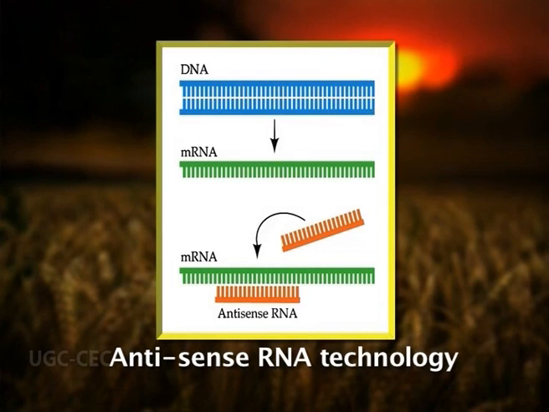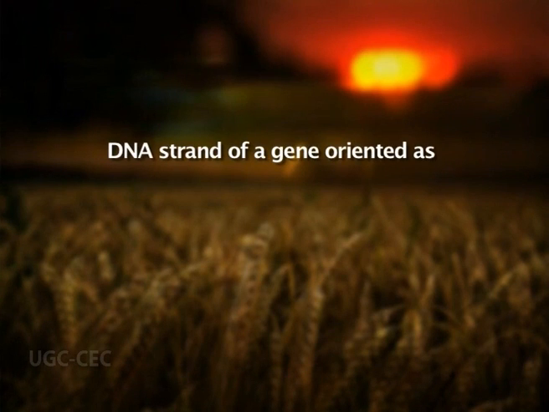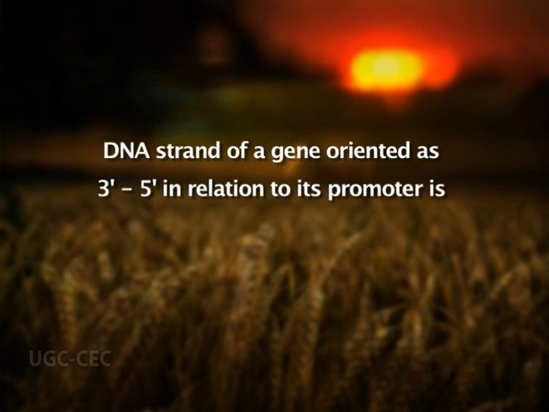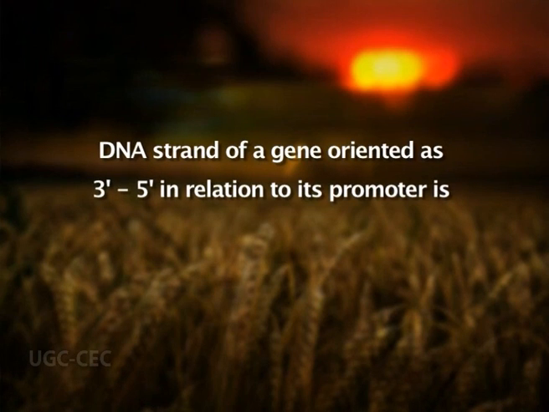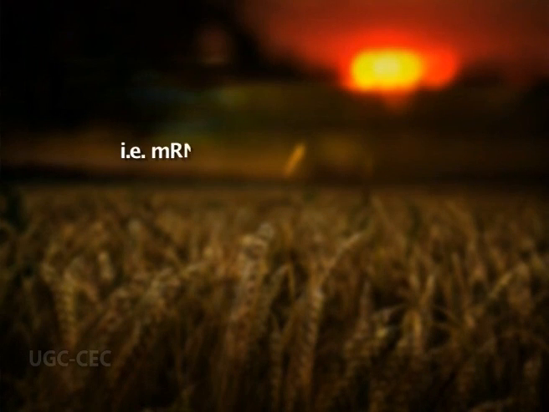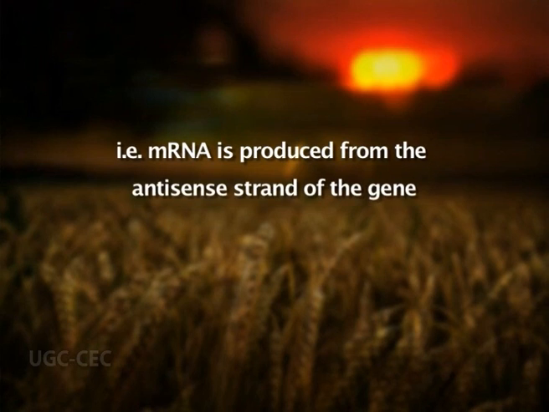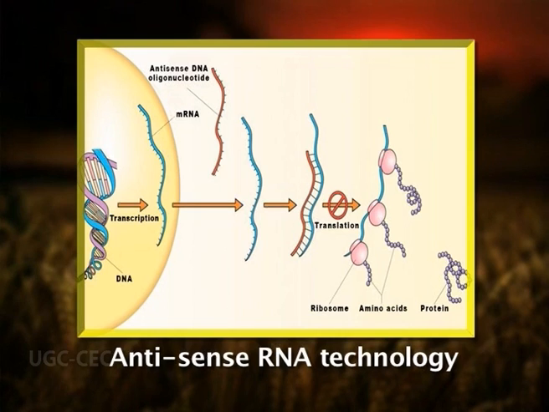Antisense RNA is complementary to mRNA of a particular gene. During gene expression, the DNA strand of a gene oriented in the 3'-5' direction in relation to its promoter is transcribed. That is, mRNA is produced from the antisense strand of the gene. In antisense RNA technology, the sense strand of the gene, which is in the 5'-3' direction, is inverted and reinserted into the 3'-5' direction in relation to its promoter.